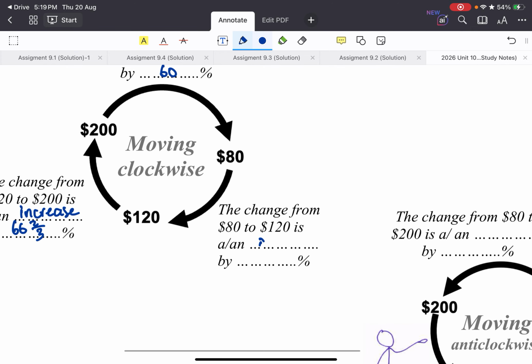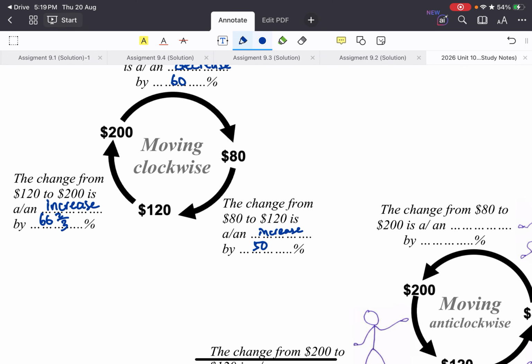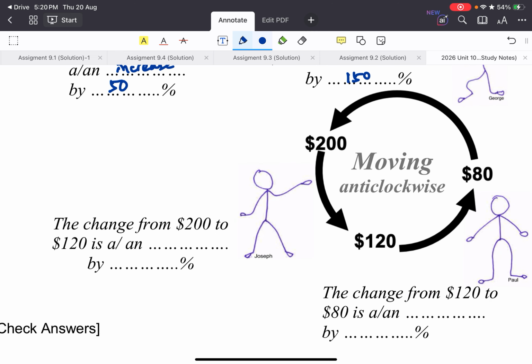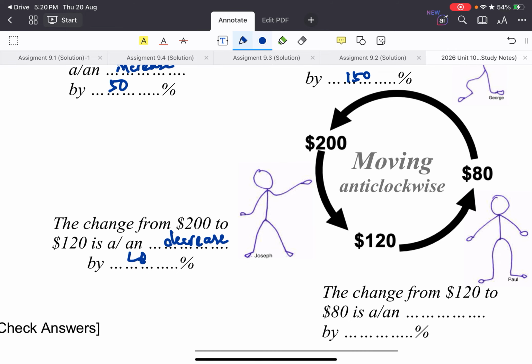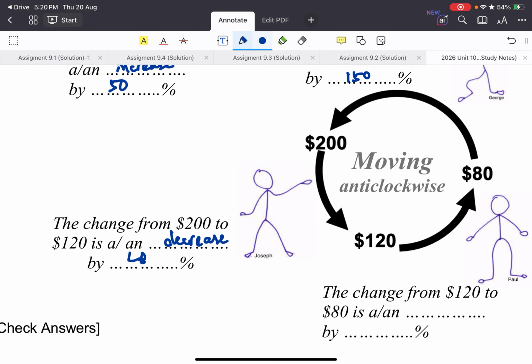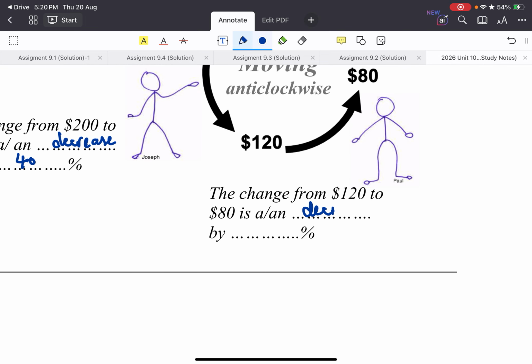Okay, this one is an increase, and this is 50%. So you can see the values are quite different, depending on which direction we go. Right, so this is an increase. This is 150. This is a decrease. This is 40. This is a decrease. And this is 33 and 1/3. Okay. So now you can continue.